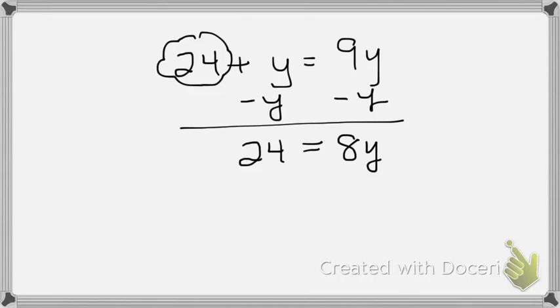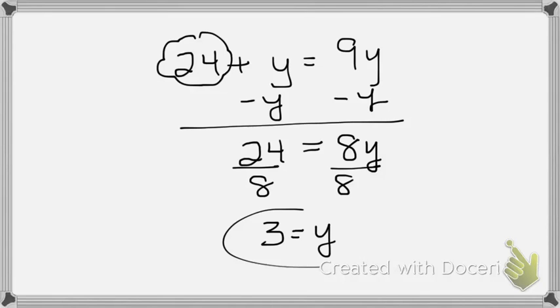And the next part is old news. You know what to do from here. You divide by 8 on both sides. And so 24 divided by 8 is 3, and there's your solution. Y equals 3. So I don't know if you can call this two-step equations. It's just called equations, I guess. All right, letter B1.